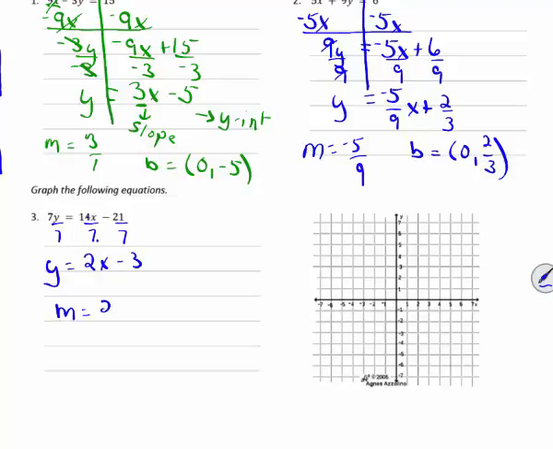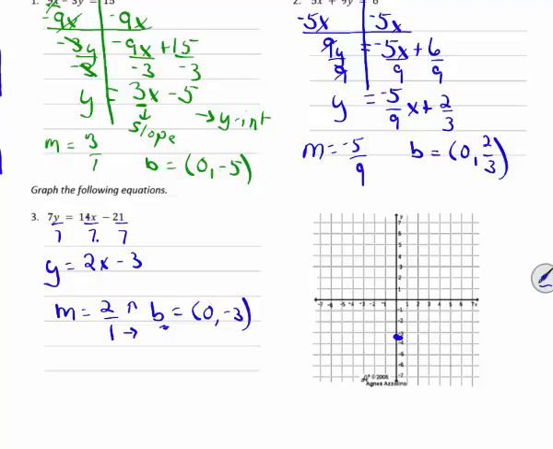My slope, 2 over 1. My y-intercept, 0, negative 3. So this is where I begin the graph. I begin the graph at negative 3. So I'm going to start over here because this one wants me to graph it. My slope is telling me they're both positive, which means I'm going up and I'm going to the right.